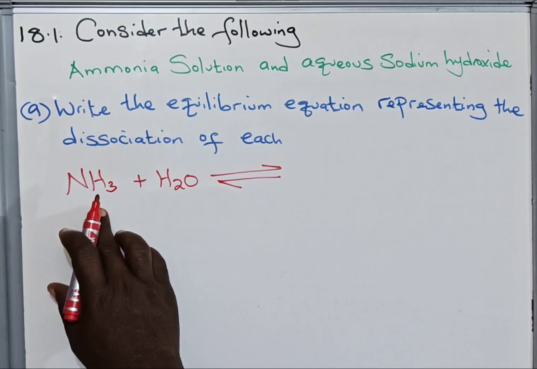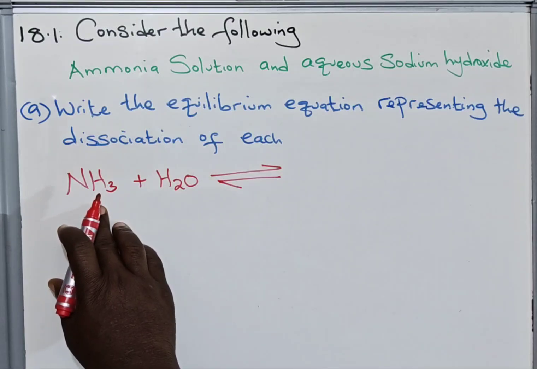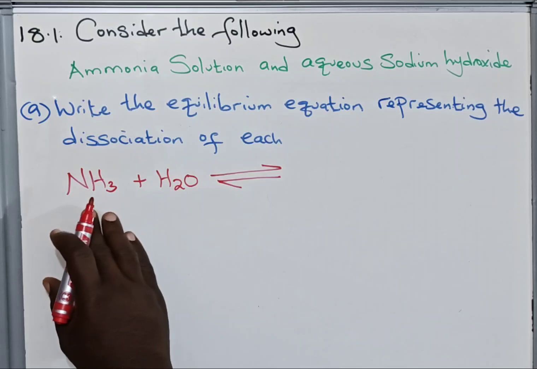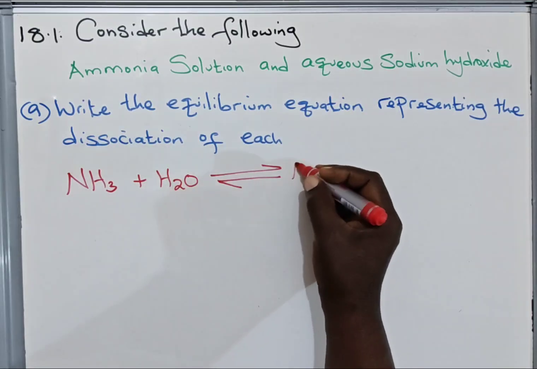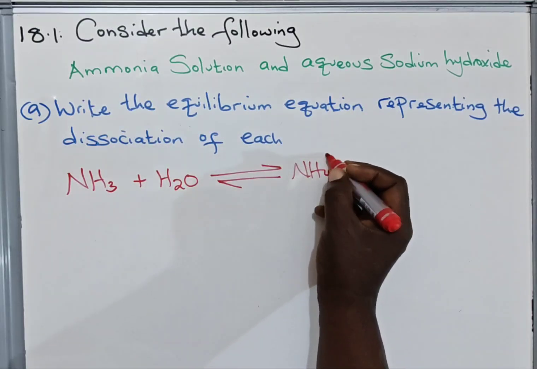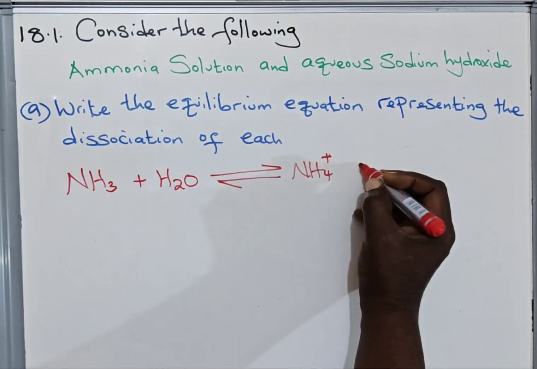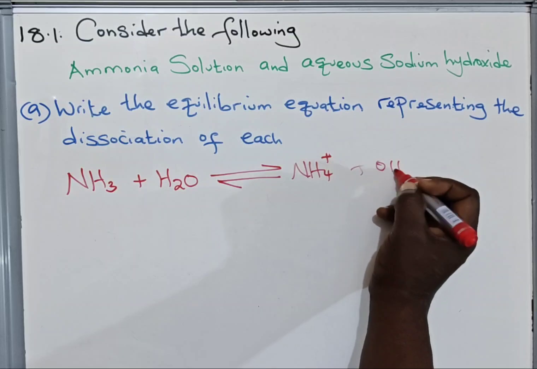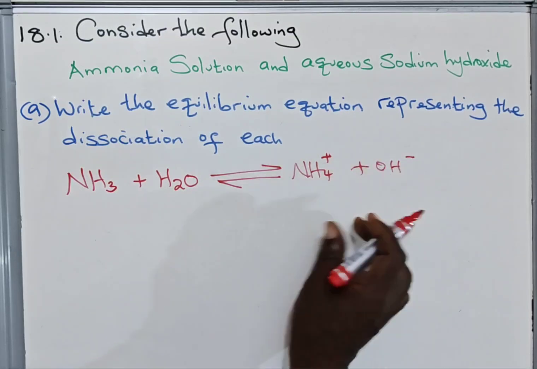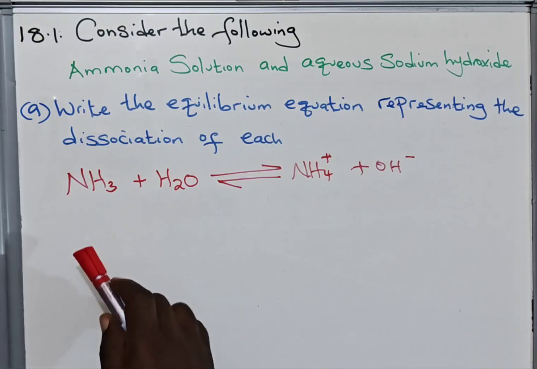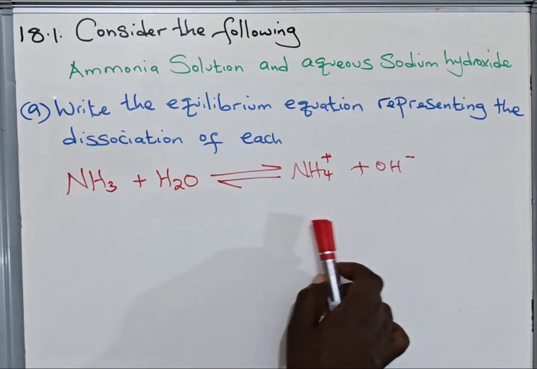Ammonia has a tendency of accepting a proton, so it accepts a proton to become an ammonium ion. Having taken a proton from water, what remains behind is OH- ions. So this is the equilibrium for dissociation of ammonia. Actually, this is not dissociation, it's ionization of ammonia.